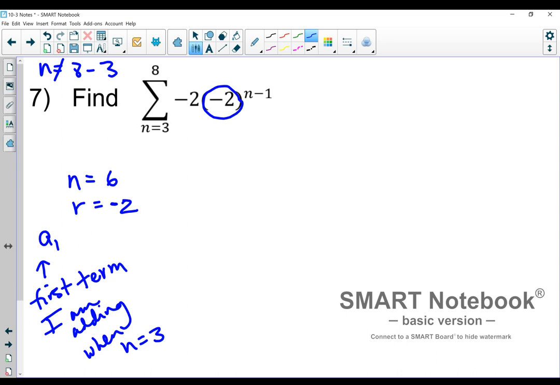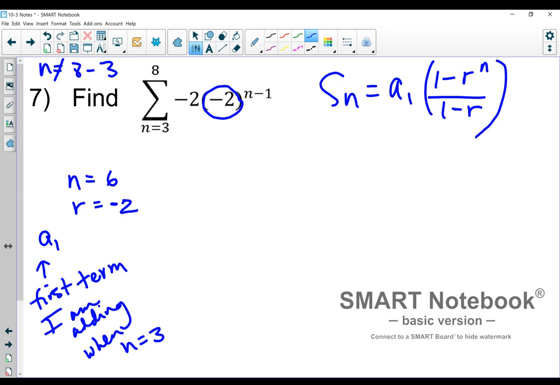And if I think about that summation formula, I'm going to go back to the one I really like. It has an a1 right here. And that's really the first term I'm adding. So in this case, it's not really a1. It's almost like a sub 3. But I want to just call it a1 because it's an a1 over here.